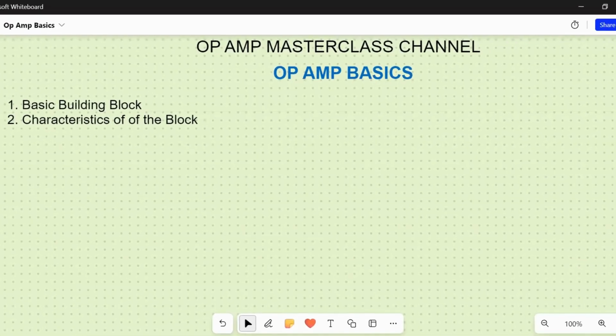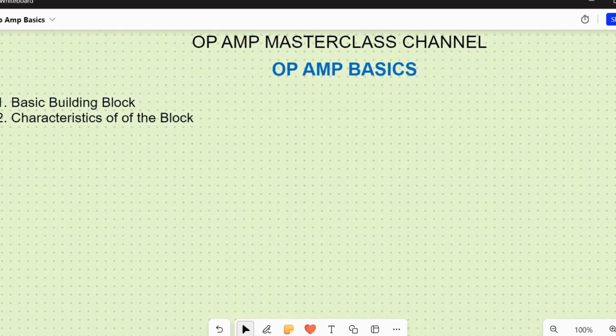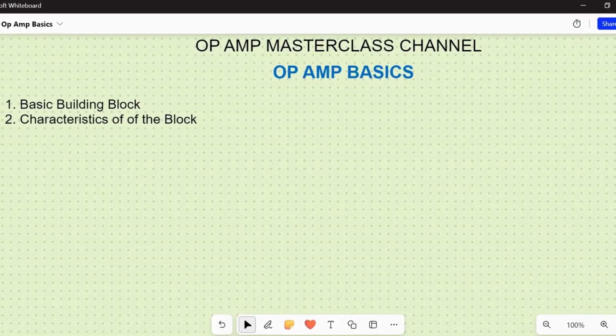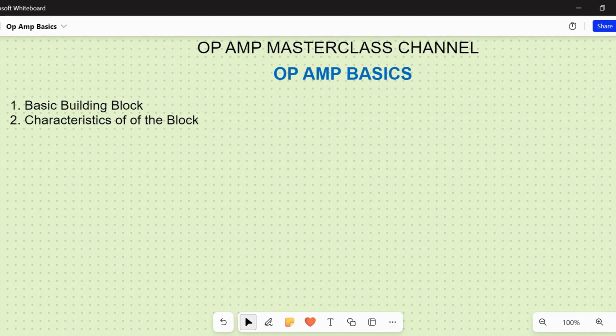Everyone. Today we're talking about the basic building blocks of the op-amp and what the characteristics of each of these blocks are. Think of it like this: it has different blocks, and each block contributes to certain characteristics. So think of it like I'm preparing food. Let us first have the requirements or the instructions for how to prepare the food.